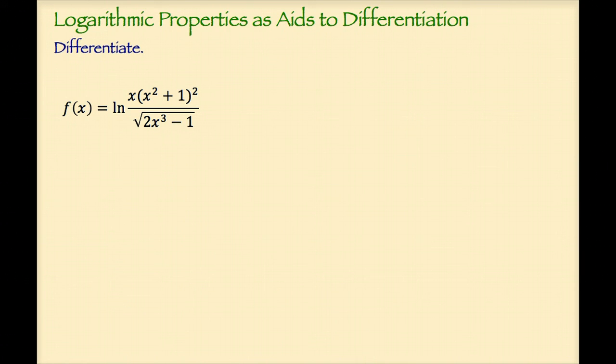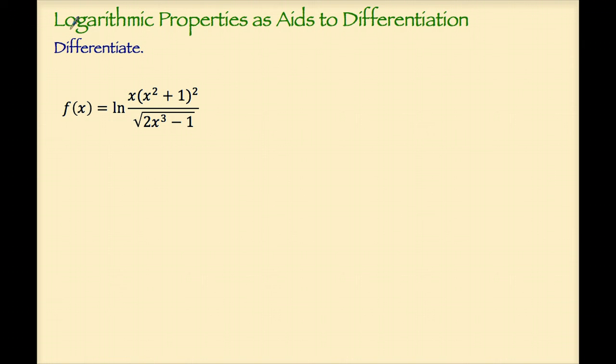In this example, we're being asked to differentiate this logarithmic function. Notice how complicated this argument is. If I were going to take the derivative as it is, I would need to say 1 over this whole thing times the derivative of this argument, which would involve the quotient rule, the chain rule, a little bit of product rule, far more crazy differentiation than I really want to perform right now.